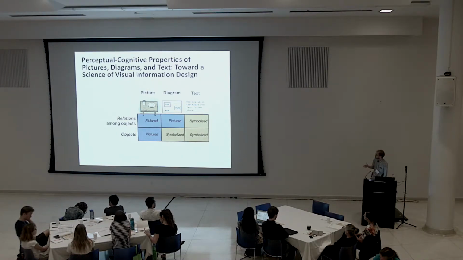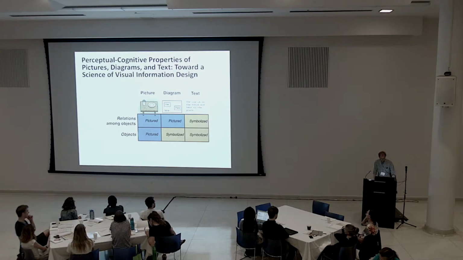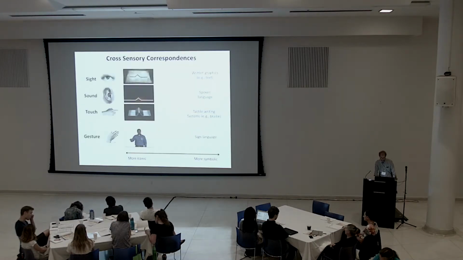it developed a way to describe pictures in terms of how relations among objects and objects are pictorially represented, which I characterize as the light that's reflecting from the graphic, okay? Then diagrams or hybrid graphics as relations among objects that are pictured and objects that are symbolized, and sentences as symbolized relations among symbolized objects, okay? Now in the next slide, we have a multisensory version of that.